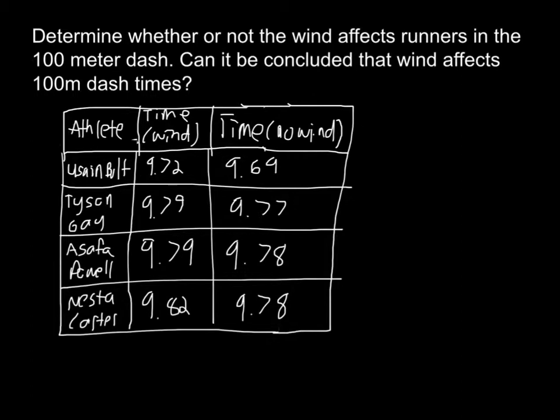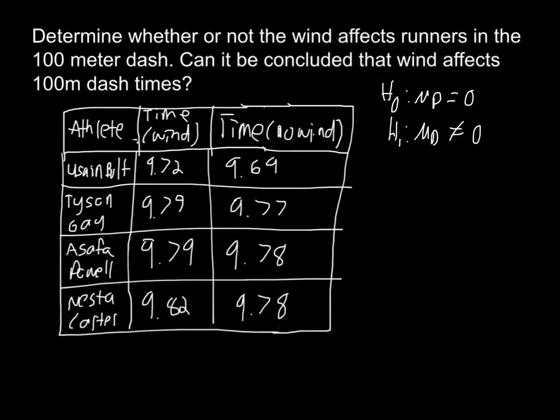So the first thing we're going to write down is the null hypothesis, which is it does not affect them, and the alternative hypothesis, which is it does affect them. And now we're going to go to the calculator.